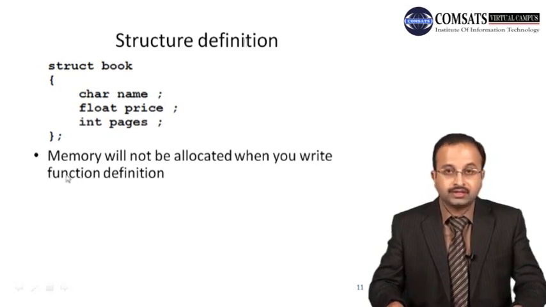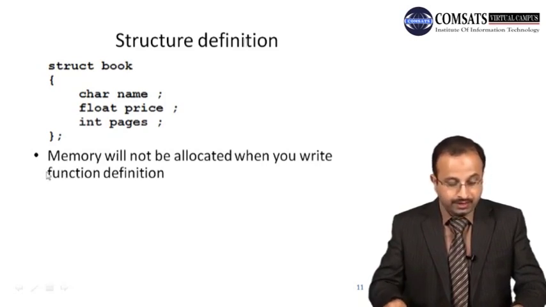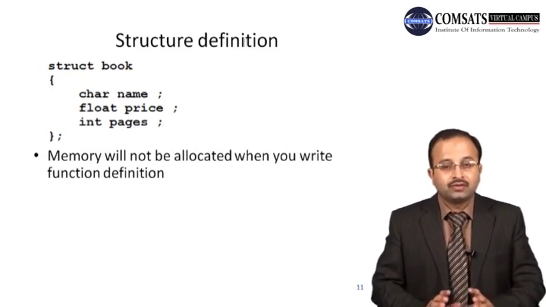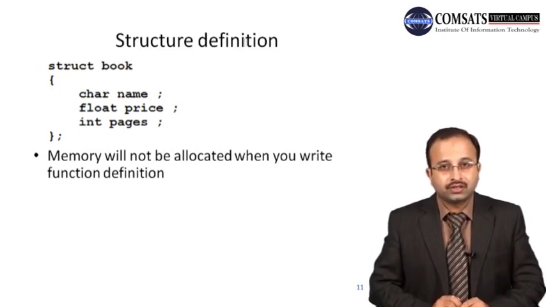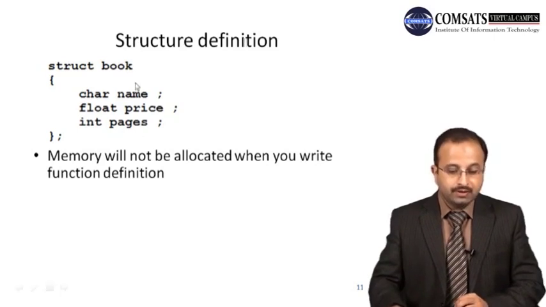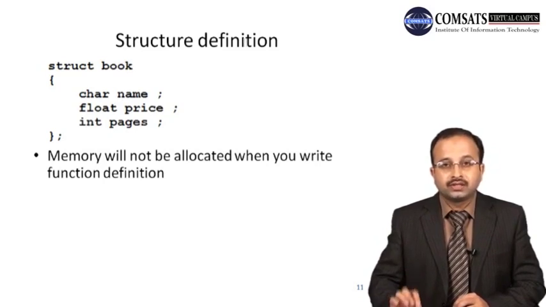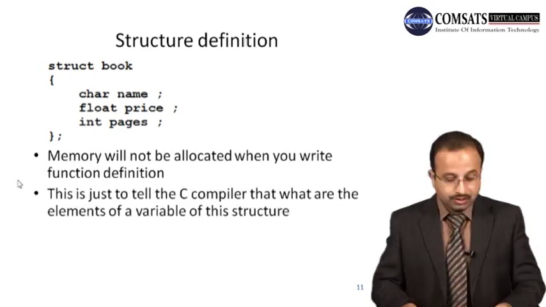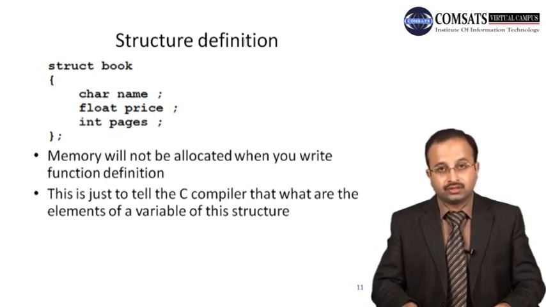ठीक है, जब भी आप structure definition लिखेंगे, the memory will not be allocated for that variable, because structure definition is the definition of the structure, that whenever you are going to declare the variable of the structure, this much memory will be allocated for a single variable. That will be told by the structure definition. So memory will not be allocated when you write the structure definition. This is just to tell the C compiler what are the elements of the variable of these structures.